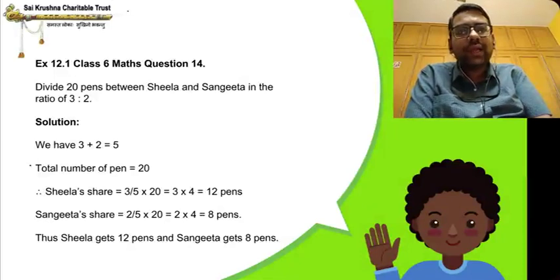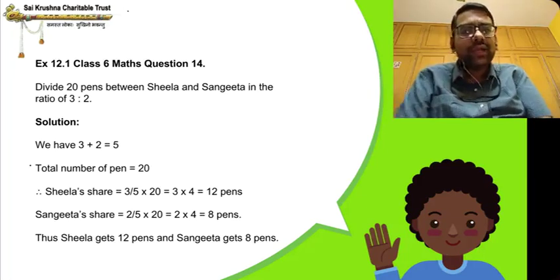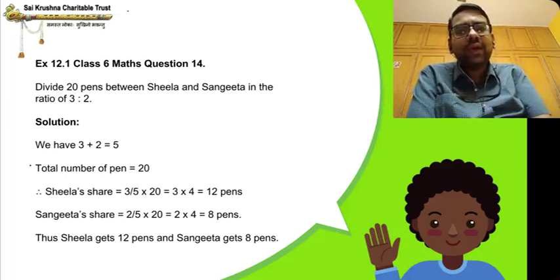Exercise 12.1 class 6 maths question 14. What does the question state here? Divide 20 pence between Sheila and Sangeeta in the ratio of 3 is to 2. So what will we do as the first step here? We'll add 3 and 2. So 3 plus 2 equals 5. The total number of pence is 20. Sheila's share is what? 3 by 5, 3 divided by the total 5, into the number of pence, 20.